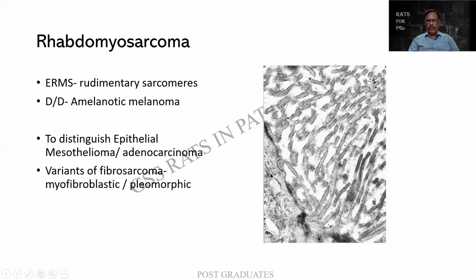Rhabdomyosarcoma. So you find that there are supposed to be these sarcomeres, rudimentary sarcomeres. Always we find that there will be primitive, immature components in a rhabdomyosarcoma. And the differential diagnosis is supposed to be an amelanotic melanoma. And this can be used to distinguish also the epithelial mesothelioma and an adenocarcinoma. Also, the myofibroblastic and the pleomorphic variants of fibrosarcoma. So these are some of the uses.